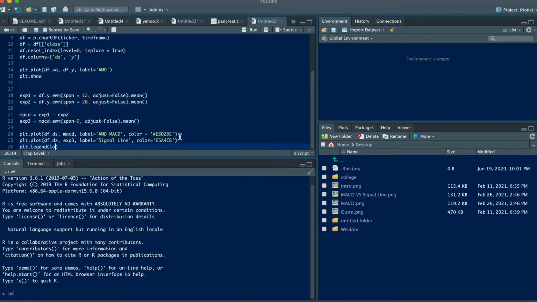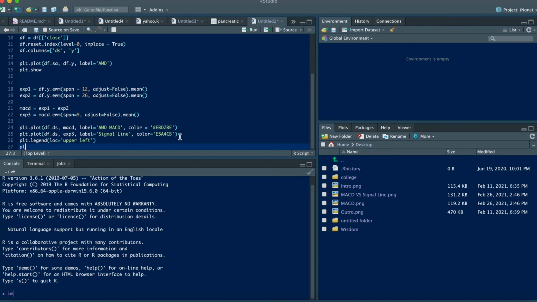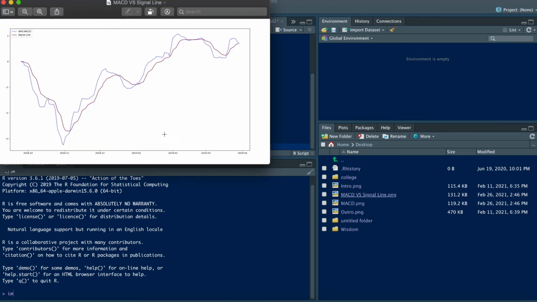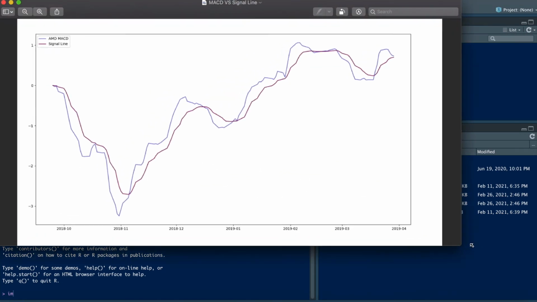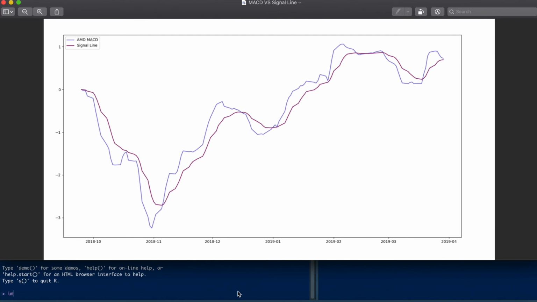Now the legend loc is equal to upper left. And then lastly, our plt.show. So now we have our graph, which is ready for us, and it's the MACD versus signal line. If you pay close attention, these are the two colors that I picked. You're allowed to pick whatever you want, and we have a key right up here. So this is our key. The light purple is the AMD MACD line. However, that maroon color is the signal line. You're able to change that.